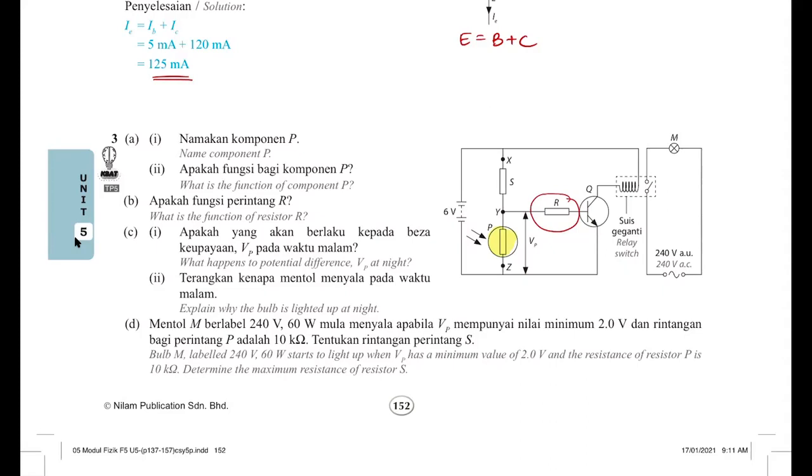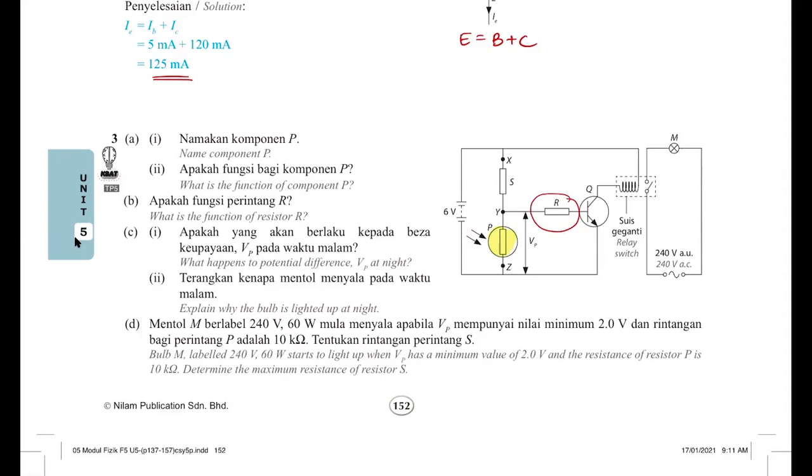Next, question C. What happens to potential difference VP at night? Nah, apa jadi? So you have to remember dia punya position kan? The position of the LDR. This one, the position is put at the base circuit di bawah. Okay, jadi means that the light will automatically switch on during night time. So what happens to the potential difference at night? Increase, decrease? Increase, yes. Sebab kenapa increase?